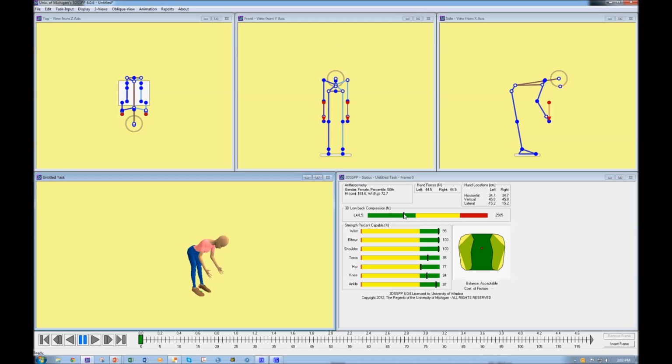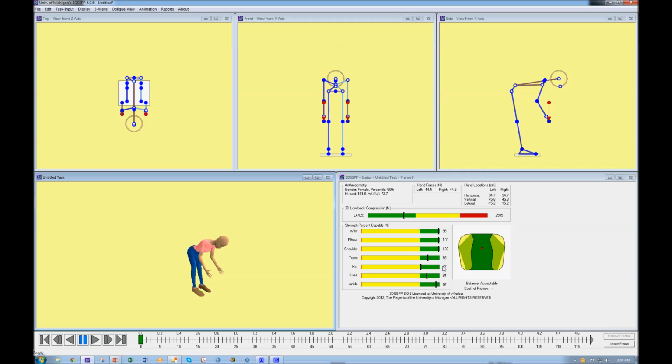This is what the summary of this analysis is showing us currently, such that there is 2,505 newtons of compression that is occurring based on this posture and having 44.5 newtons in the left and right hand. And down here is a summary of the strength capable values associated with this particular posture and lift, such that 99% of all females, because this is the anthropometry as well as the gender that we're looking at, have the strength of the wrist to complete this task.